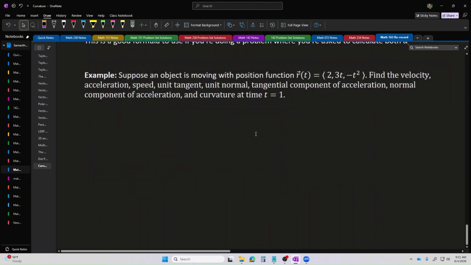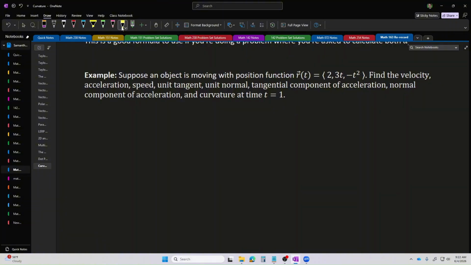I have an object moving over some curve, and its position function is given by r of t equals 2, 3t, and negative t squared. For this function, let's find the velocity, the acceleration, the speed, the unit tangent vector, the unit normal vector, the tangential component of acceleration, the normal component of acceleration, and the curvature, all measured at time t equals 1. Let's basically completely describe this object's movement.